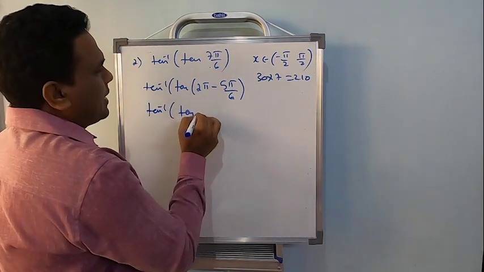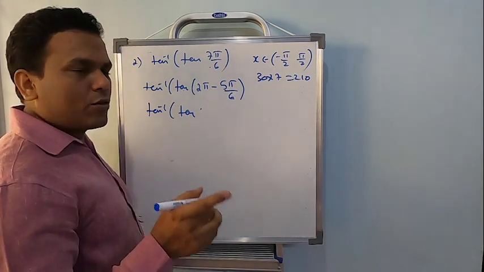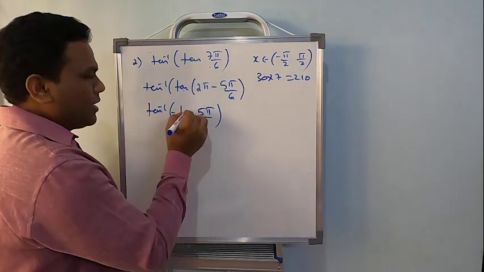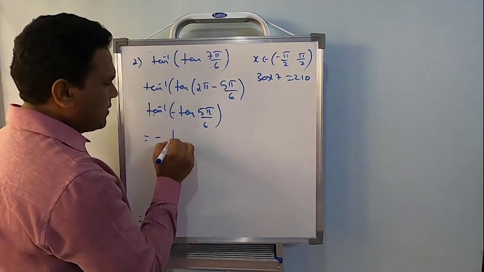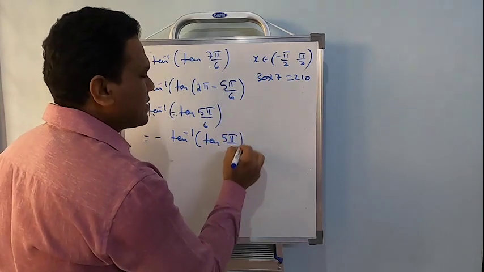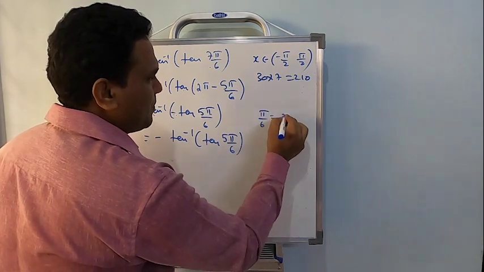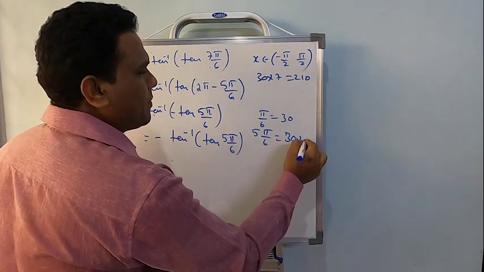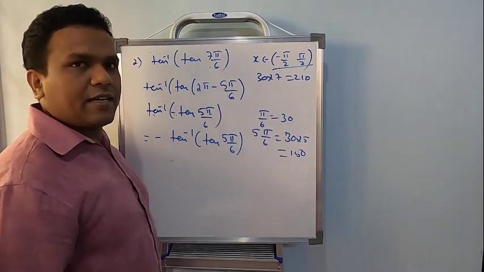Tan inverse tan of 360 minus theta. In the fourth quadrant tan will be negative. So minus 5 pi by 6. I cannot eliminate these two because there is a negative sign. So apply the formula of tan inverse of minus x: tan inverse of minus x is minus tan inverse x. So minus tan inverse tan 5 pi by 6. Before you eliminate, check once. Pi by 6 is 30. So 5 pi by 6 is going to be 30 multiplied by 5. How much is that going to be? 150. Still it is more than my required range, correct?